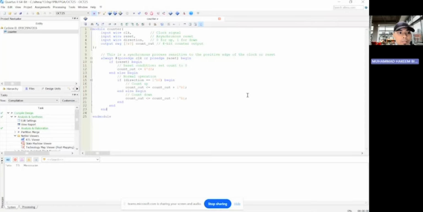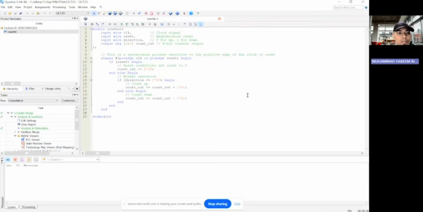Reset operation. When the reset signal is high, the counter output is set to 0. This condition has the highest priority in the always block, ensuring that the counter is cleared immediately whenever reset is activated. The counter value is assigned using a non-blocking assignment, which is the correct method for sequential logic implemented using flip-flops.